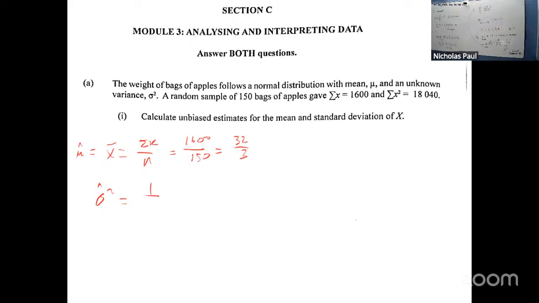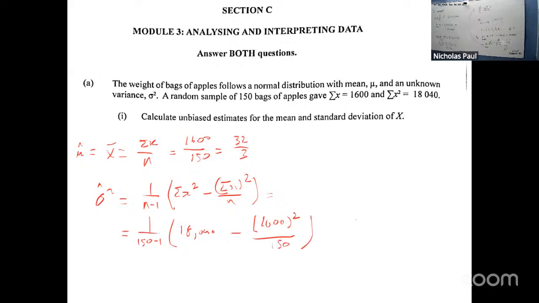So that's 1 over n minus 1 times the summation of x squared minus the summation of x all squared, all on n. So that's 1 over 150 minus 1, sum of x squared is 18,040, minus 1,600 squared all over 150.